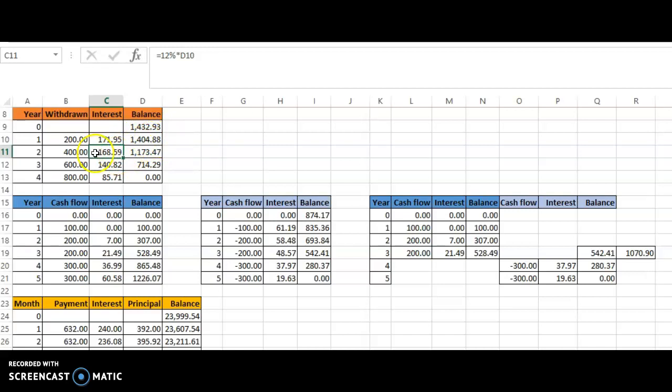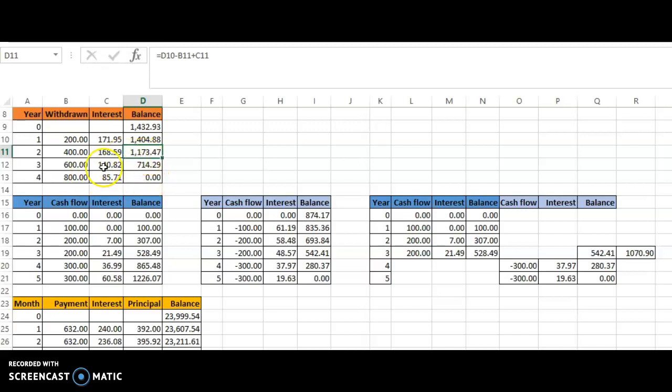So you get this value. But at the end of year 2 you withdraw 400. So you have this minus this plus this. You get this value. Okay, so it becomes even lower. The idea is you withdraw some amount, you get some interest, but the interest amount becomes lower because your balance becomes lower. Until the end, you get 0.